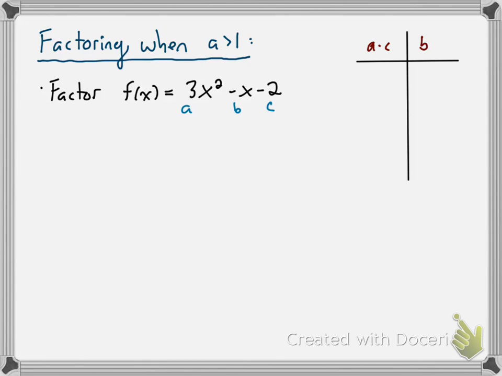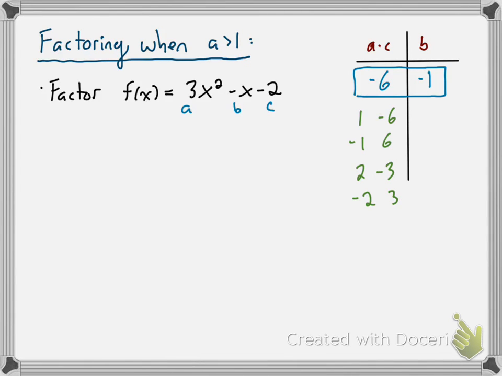In this equation, my A value is 3, my B value is negative 1, and my C value is negative 2. So here, I'm going to want two numbers that multiply to give me 3 times negative 2, which would be negative 6. And I want those two numbers to add up to give me negative 1. So from here, I'm going to think about factors of negative 6. Since it's negative, I need one number to be positive, one to be negative. So those options are 1 and negative 6, negative 1 and 6, 2 and negative 3, negative 2 and 3.